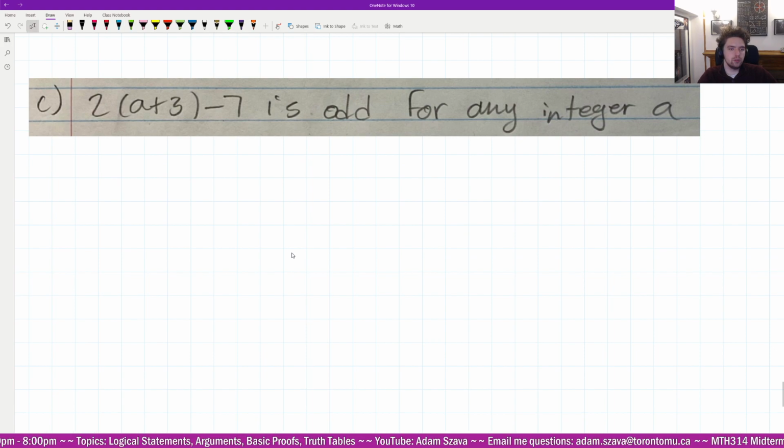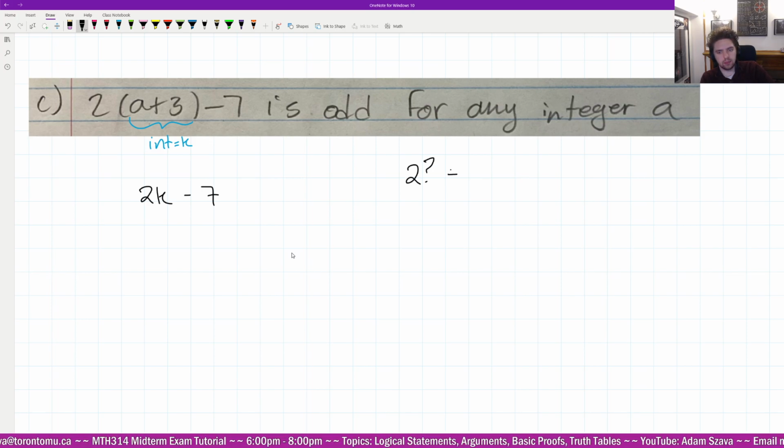So, 2a plus 3 minus 7 is odd for any integer a. This is true, and I'll just show you why. a plus 3 is an integer, so I'm going to immediately replace that with k. So this is 2k minus 7. And I want to show odd, right? Odd means it's 2 times something plus 1, or minus 1, doesn't really matter. I like plus 1. So I'll rewrite this as 2k minus 8 plus 1.